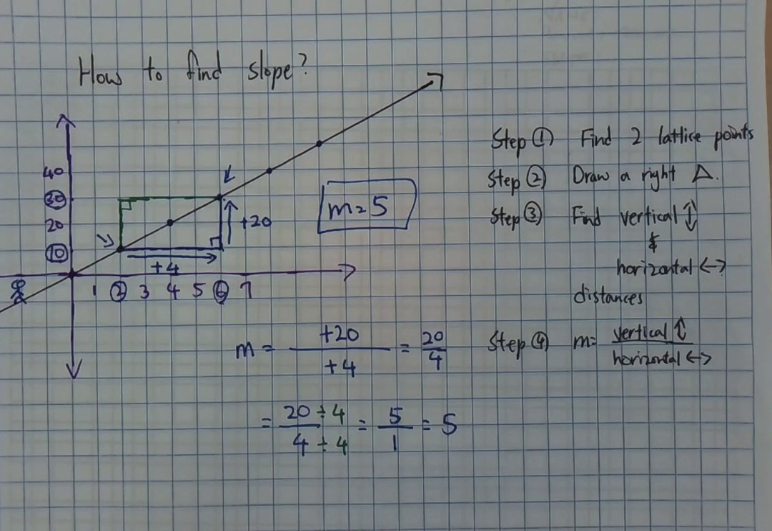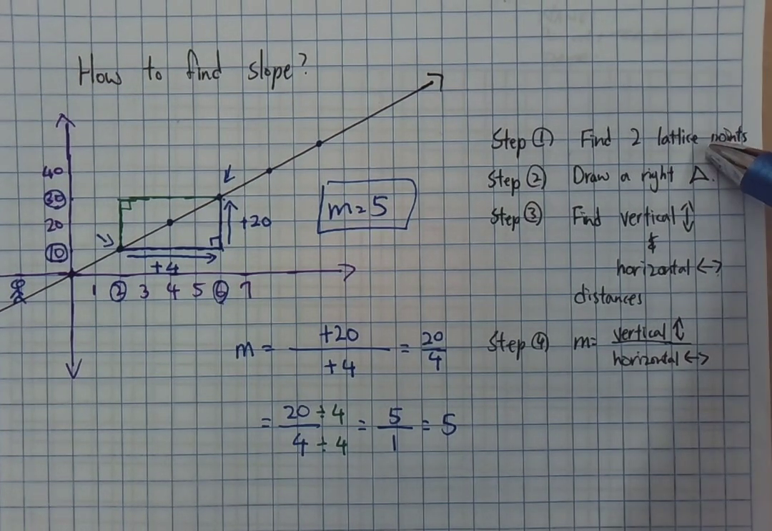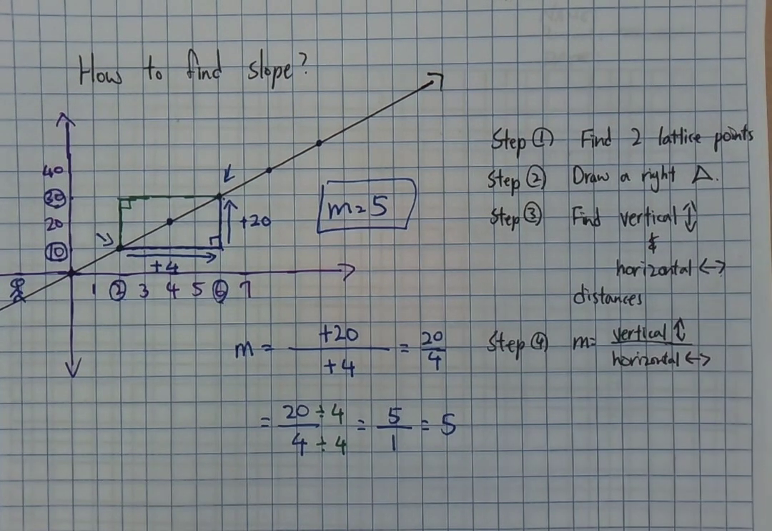You have to remember the slope is vertical over horizontal. You're using 2 lattice points or 2 perfect points to find the distances. And there we have it.